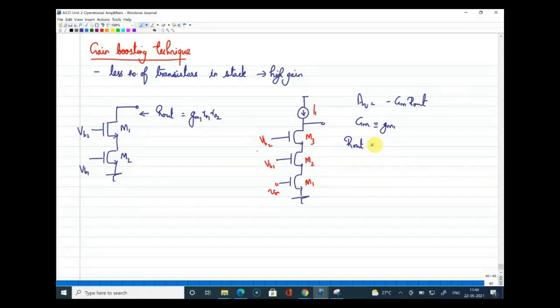Anubha Mittal. Yes, sir. Anubha, can you tell me what is the Rout for this circuit that you are seeing on the screen? Yes, sir, just a second. Okay, so ro1, ro2, gm3 ro3 into ro2 into ro1.